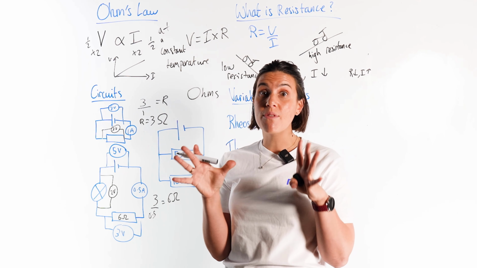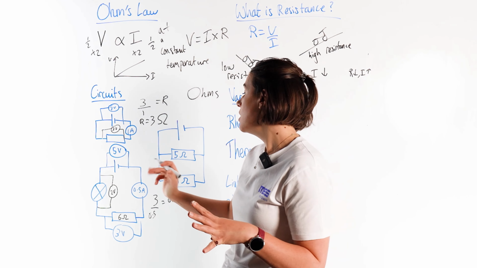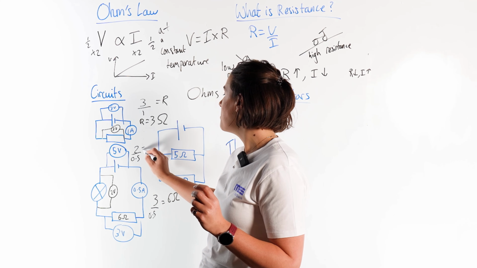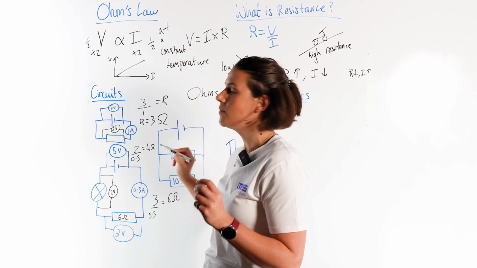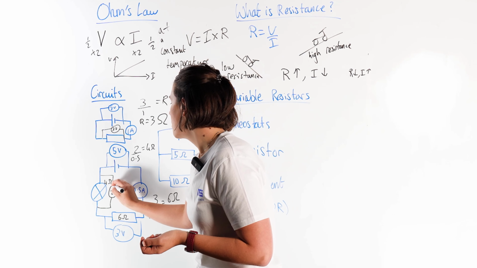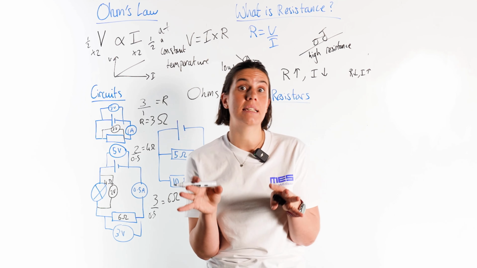I'm going to do the same thing for the bulb now, okay? So I've got my potential difference here of 2 volts, divide it by 0.5, which is the current, to give me an answer of 4 ohms. Now, I can work out the total resistance in this circuit.